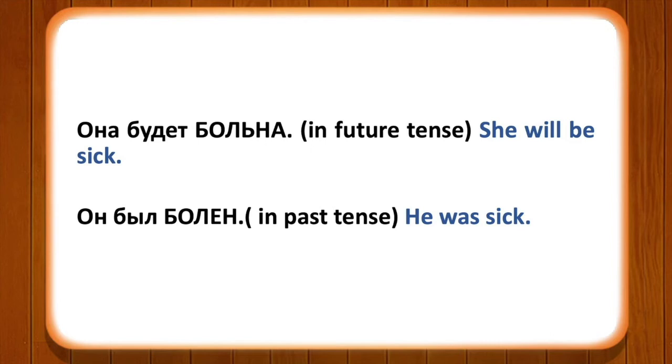These adjectives can be used in the past or future tense with the help of the verb byt. For example, ana bodet balna. Here we are conjugating the verb byt and it is indicating future tense. So ana bodet balna will be translated as she will be sick. And in past, we will conjugate the verb byt in past. On byl bolen, in past tense, and it means he was sick. Dear learners, now once again, we will translate the text and will analyze it from the point of view of grammar.